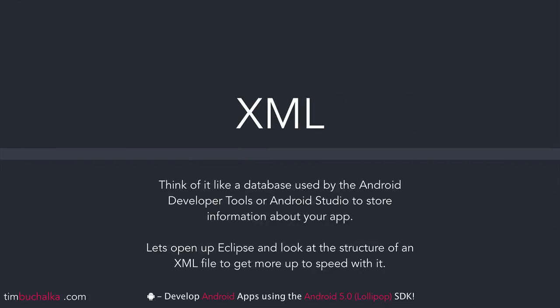So the easiest way with XML is to think of it like a database used by the Android developer tools and Android Studio to store information about your app. Because if you think about it, as you're updating your app and creating it in Eclipse or whatever technology we're using, somewhere it has to be stored. What text is going to be displayed on the screen, what buttons are on the screen, all those types of things. That's what the tools do.